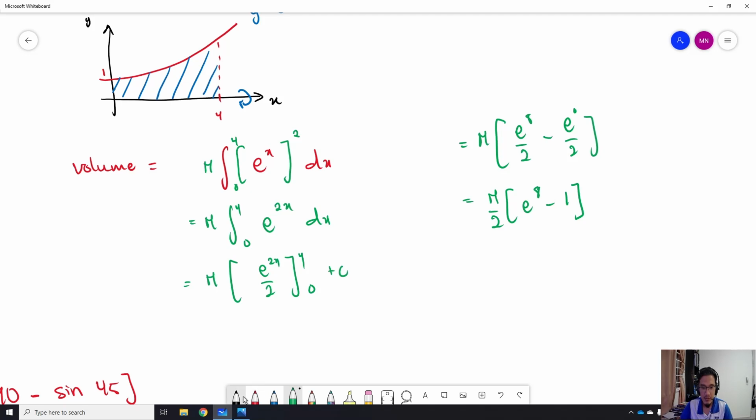But one more thing before we finish our answer, don't forget to write down the unit. Since it is a volume, the unit must be to the power of 3.